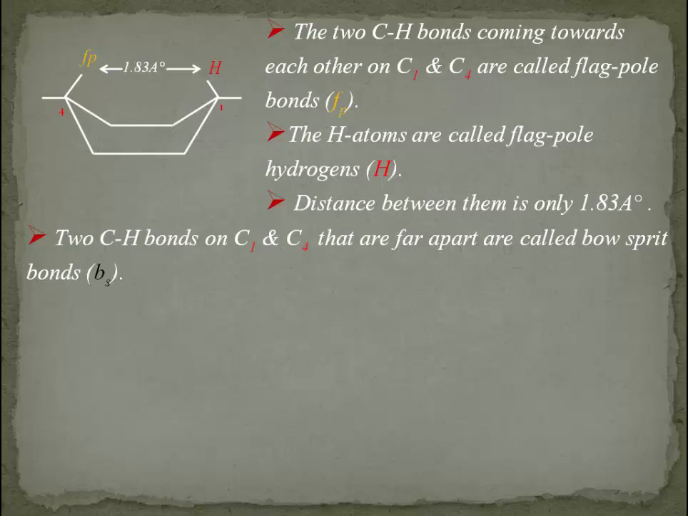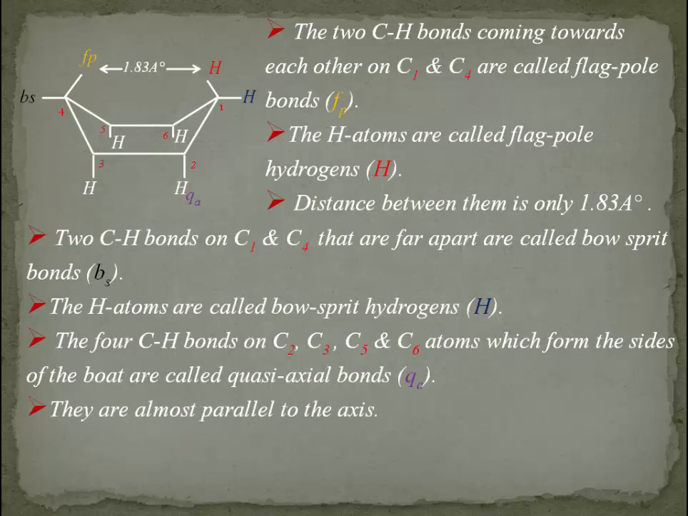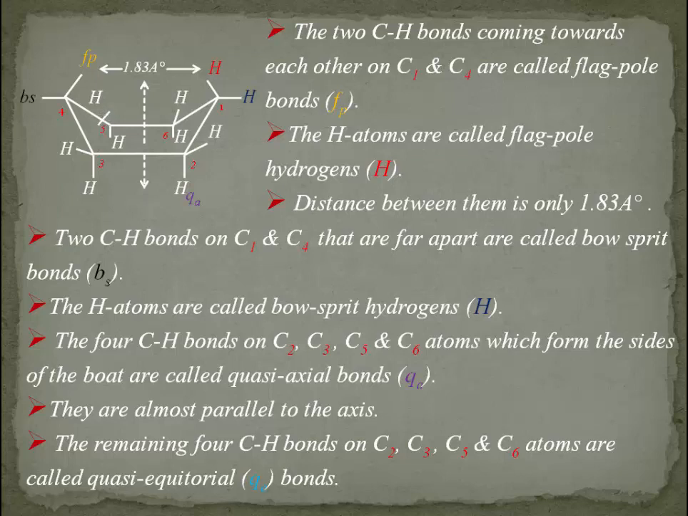The two C-H bonds on C1 and C4 that are far apart are called bowsprit bonds, and the hydrogen atoms are called bowsprit hydrogens. The four C-H bonds on C2, C3, C5, C6 atoms, which form the sides of the boat, are called quasi-axial bonds. They are almost parallel to the axis. The remaining four C-H bonds on C2, C3, C5 and C6 atoms are called quasi-equatorial bonds.